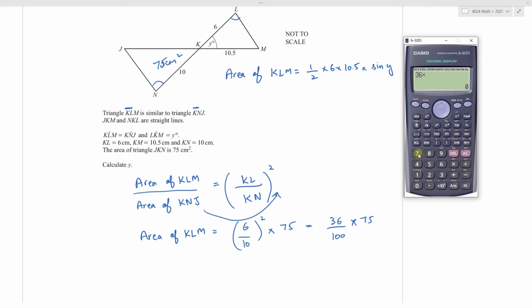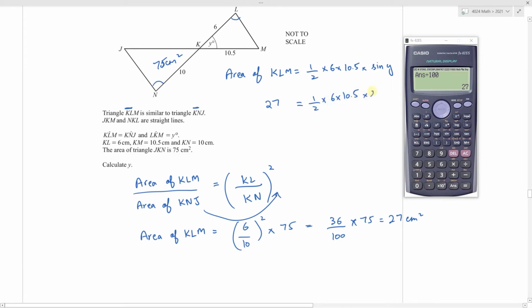So 36 multiplied by 75 divided by 100 is 27. So 27 centimeter square is the area of this triangle. So now I can use this: 27 equals 1 by 2 into 6 into 10.5 into sine of y. So 6 into 10.5 divided by 2 is 31.5. So sine of y will be 27 divided by 31.5, and y will be the sine inverse of this.